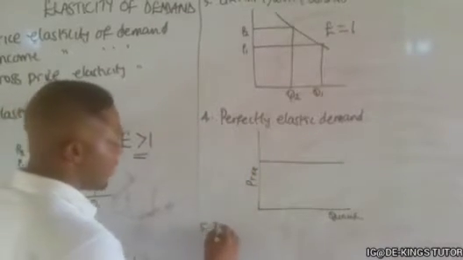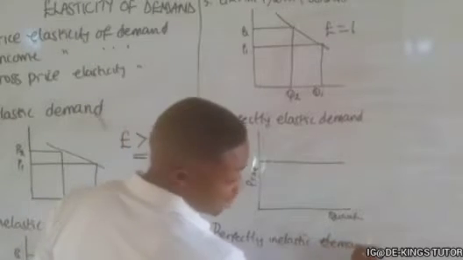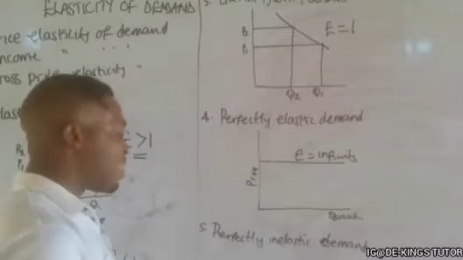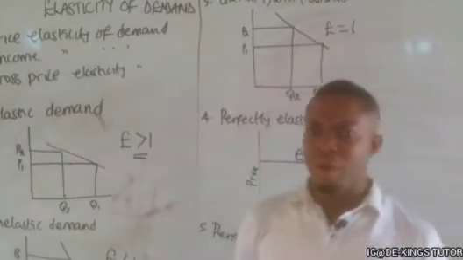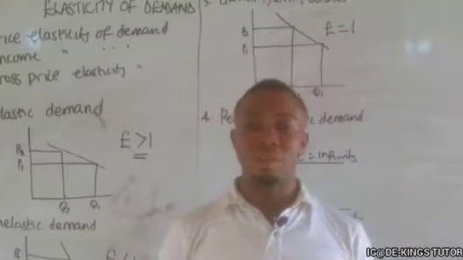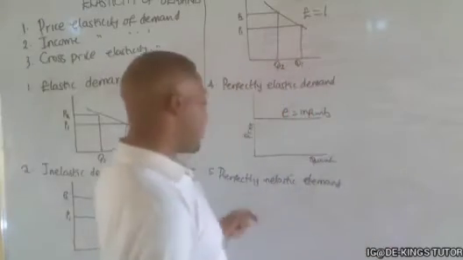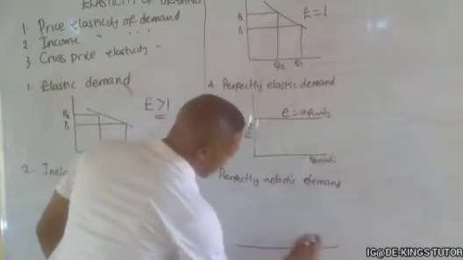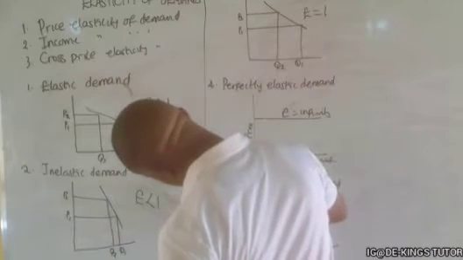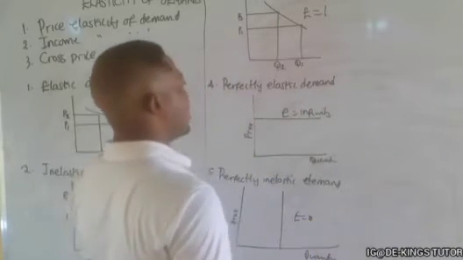Now the fifth one is perfectly inelastic demand. Demand is said to be perfectly inelastic when a change in price has no effect whatsoever on the demand. When even a great change in price has no effect on the demand, we say it is perfectly inelastic. So the graph can be represented as this, where this is our price and this is our quantity. Okay, so that is perfectly inelastic demand.